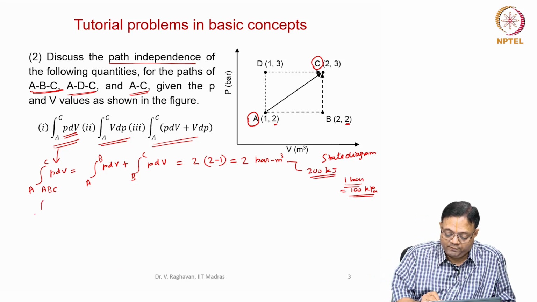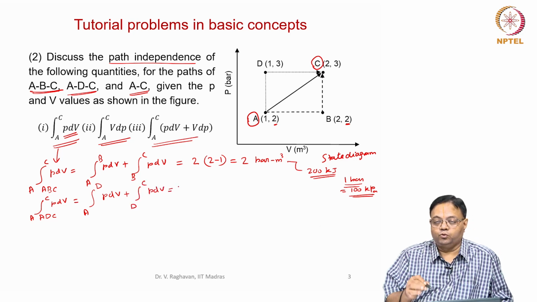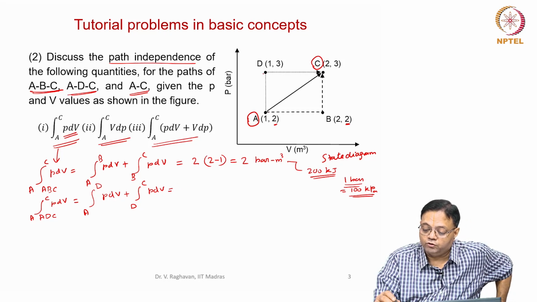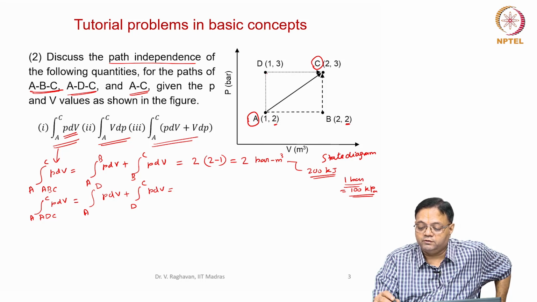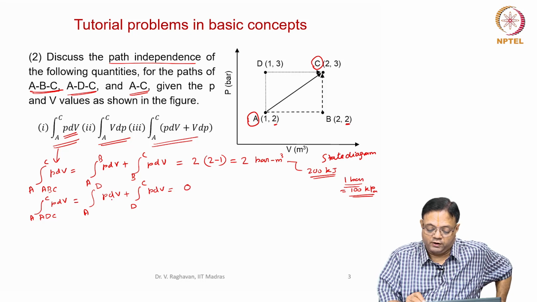Now, I will do the same integral A to C. Now, I will use the path ADC. Integral P dV will be equal to A to D P dV plus D to C P dV. 2 paths. Now, what is A to D? A to D is a constant volume process, because volume remains at 1 meter cube, pressure increases. So, that means 0, because dV is 0. So, integral P dV A to D is 0.